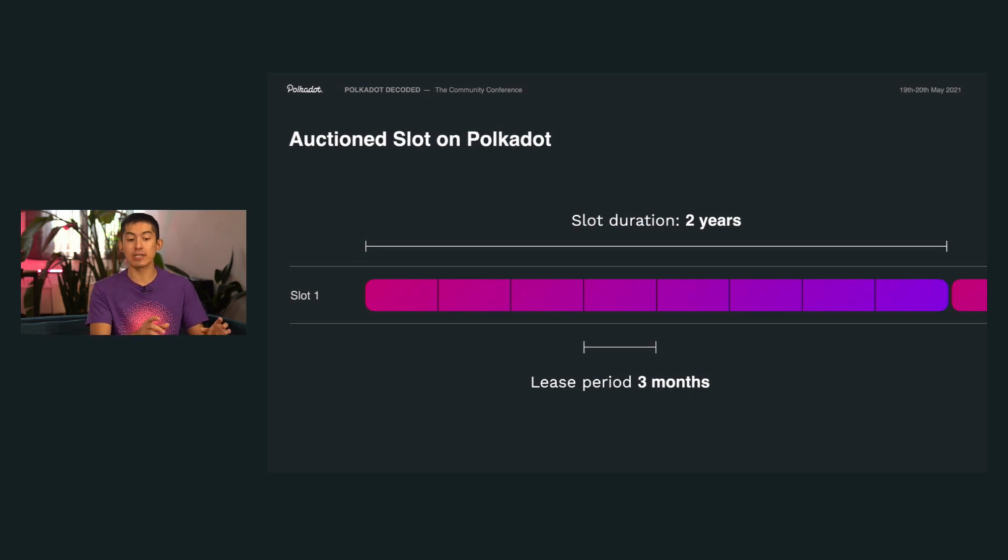You can imagine that every single winner gets a different section of this 2-year period. Or you can have a situation where a really good bid bids for all of the lease periods, and then one parachain gets the entire 2-year slot. But basically, every auction provides 2 years of availability on Polkadot for you to bid for.